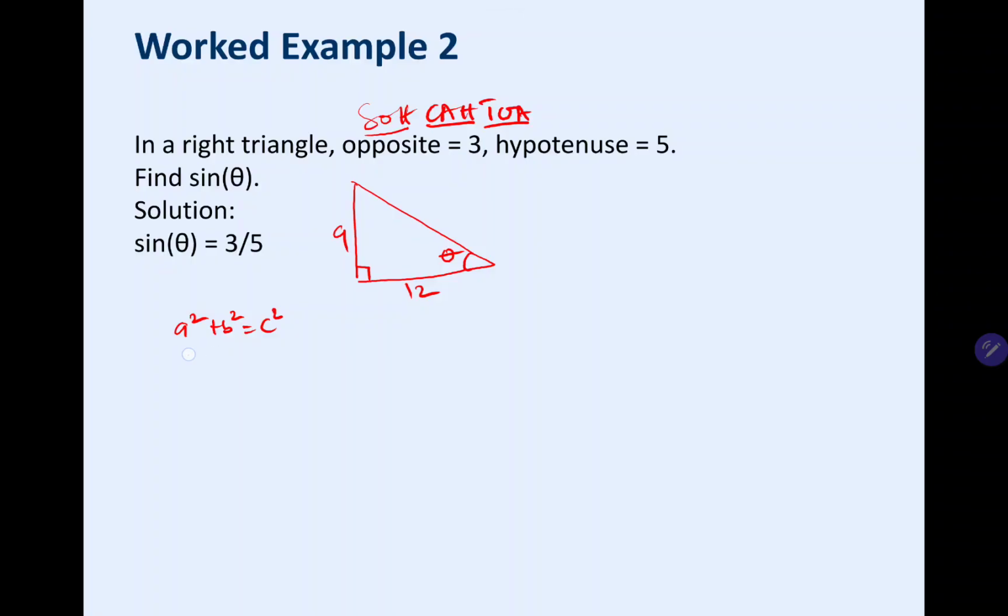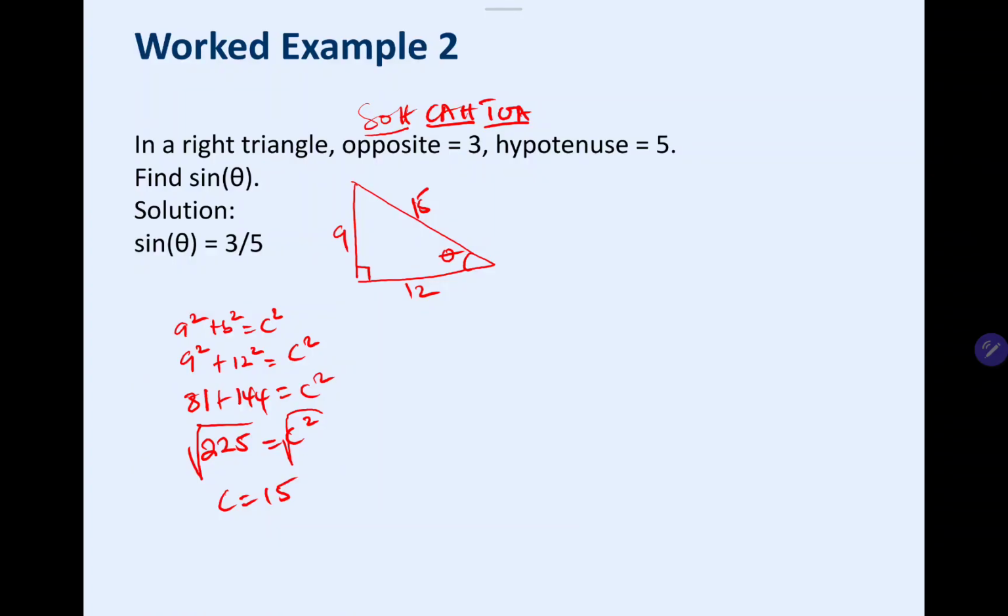All right, so here we say 9 squared plus 12 squared is equal to c squared. So 9 squared is 81 plus 12 squared is 144, equal to c squared. So 81 plus 144 is 225, equal to c squared. Then to get c, we find the square root of both sides. The square root of 225 is 15. So we say c is equal to 15. All right, so we come here, we put our 15 here.